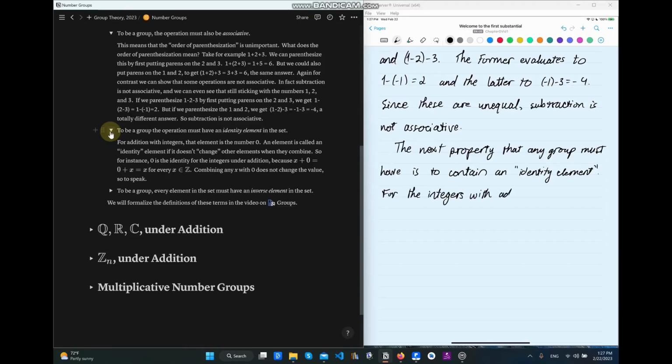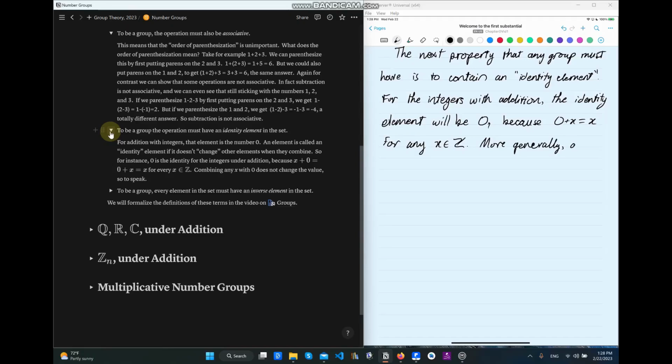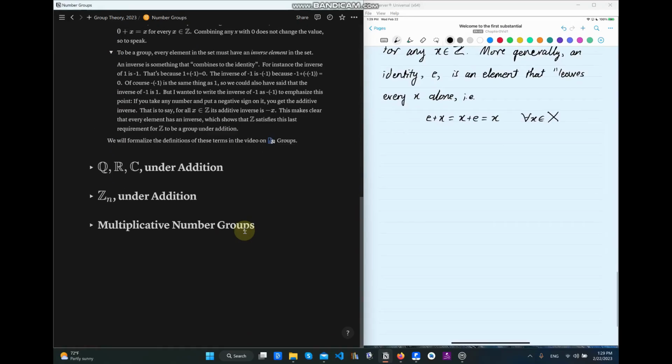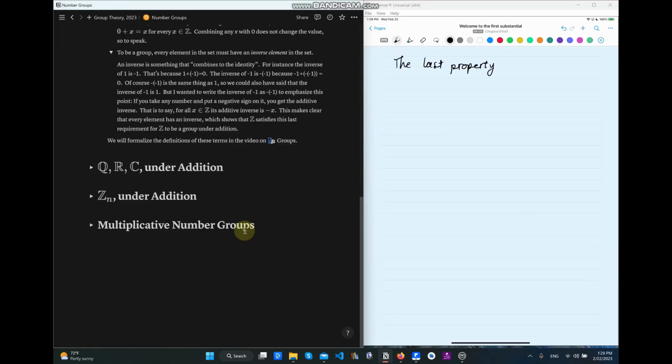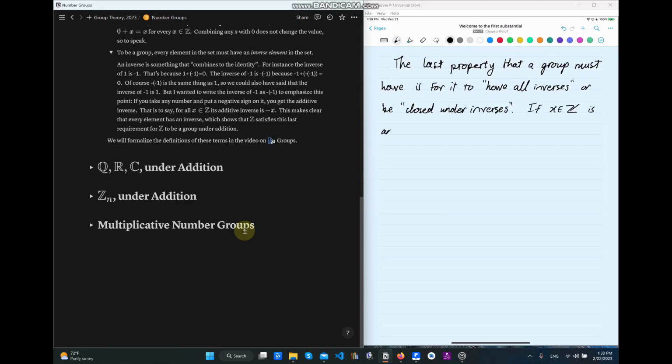The next property that any group must have is to contain an identity element. For the integers with addition, the identity element will be 0 because 0 plus x equals x for any integer x. More generally, an identity e is an element that leaves every x alone. That is to say, e times x equals x, or you could also do e plus x equals x, or you could do x plus e equals x. Either way should be fine for every x in the set.